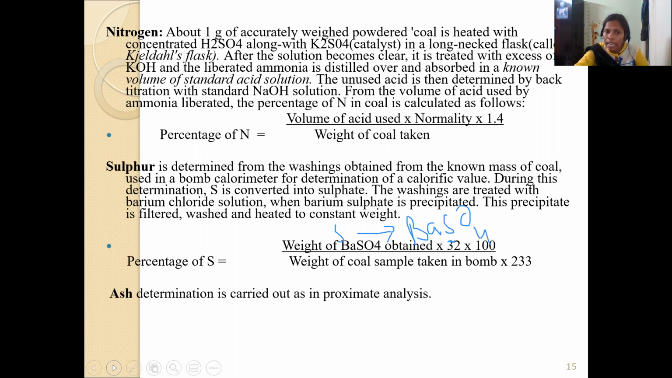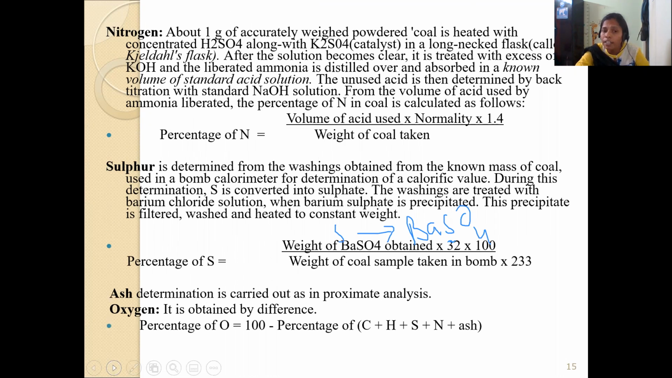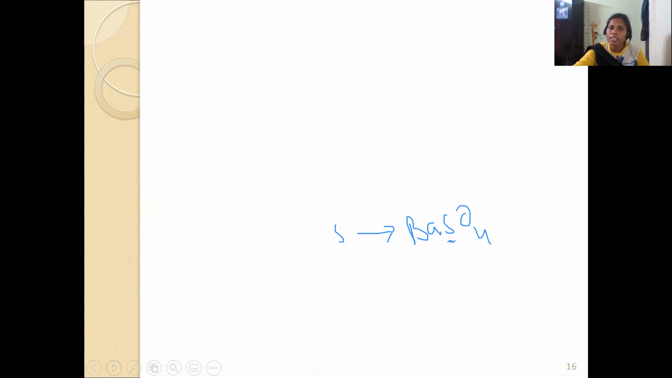So that is the percentage of sulfur. And the next one, ash. Ash is determined as in proximate analysis, the same as proximate analysis. And the last one, oxygen, is obtained by difference. It is the same as fixed carbon in the proximate analysis: total minus the sum of the remaining elements. 100 minus the percentage of carbon, hydrogen, sulfur, nitrogen, and ash. So this is about the percentage of oxygen.